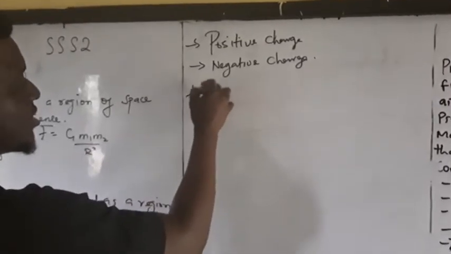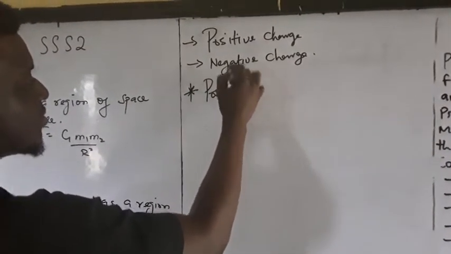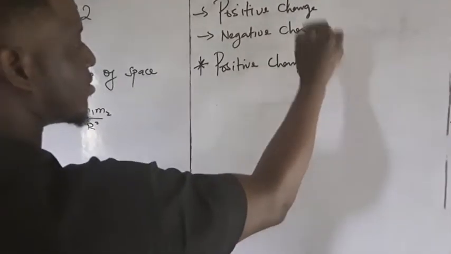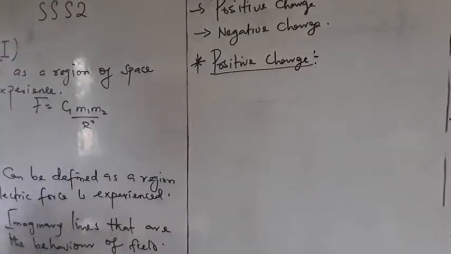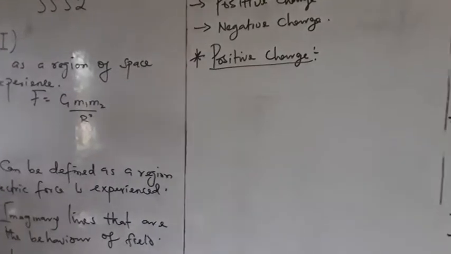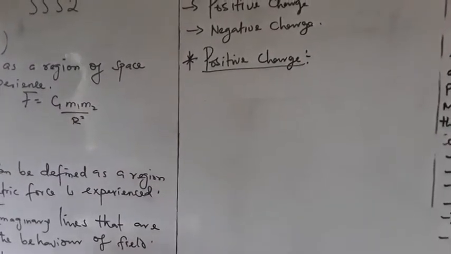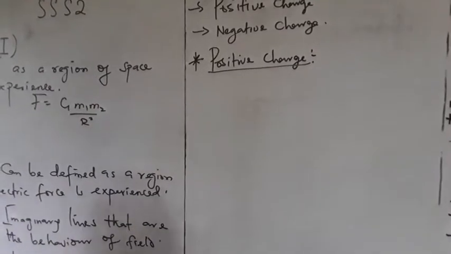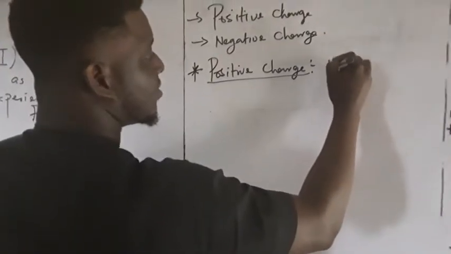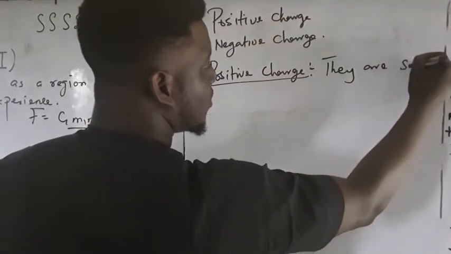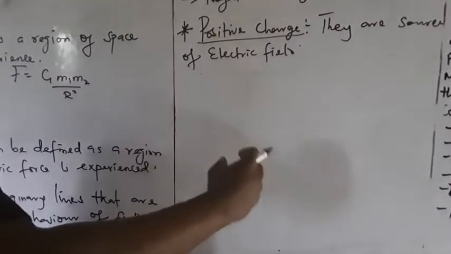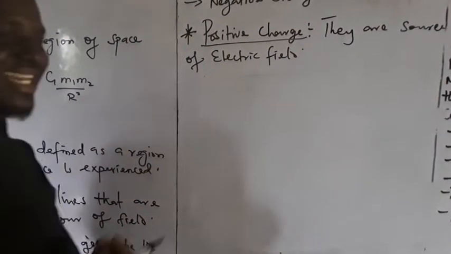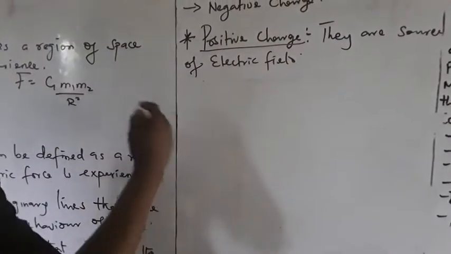What are positive charges? Now, when we talk about positive charge, because we have the electric charge, you can write down, please: positive charge is a source of electric field. They are a source of electric field, meaning that electric field is generated from them.